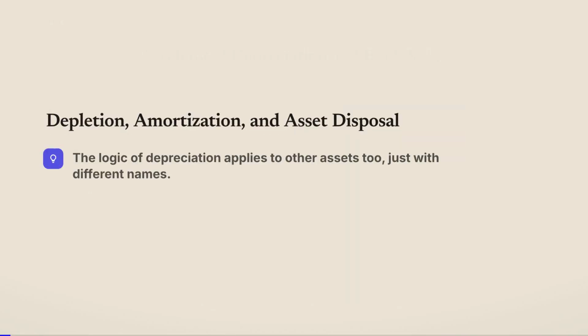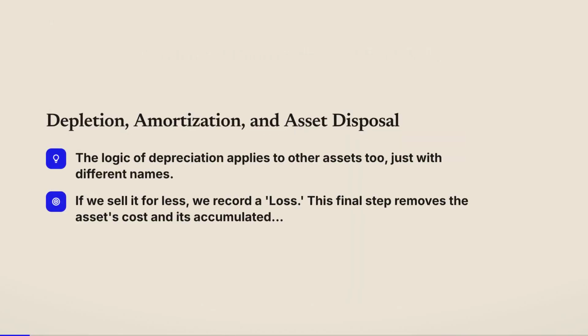The logic of depreciation applies to other assets too, just with different names. For wasting assets, like oil wells or gold mines, we use depletion. We calculate a depletion rate by dividing the total value of the resource, the depletion base, by the estimated total units available. As we extract resources, we record the depletion.